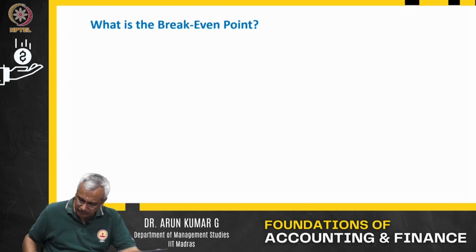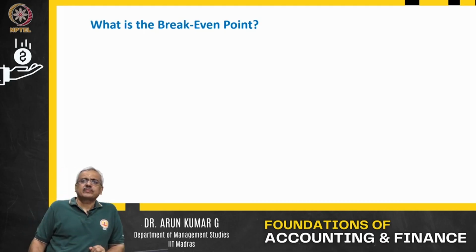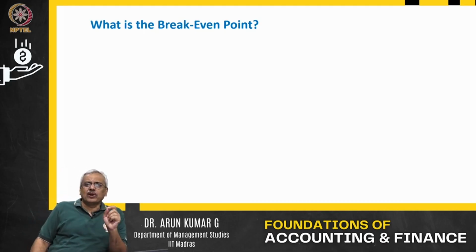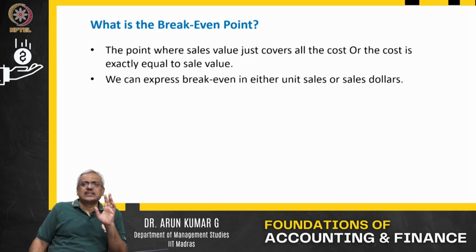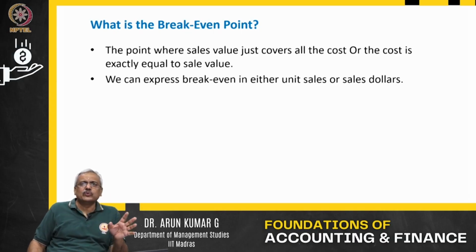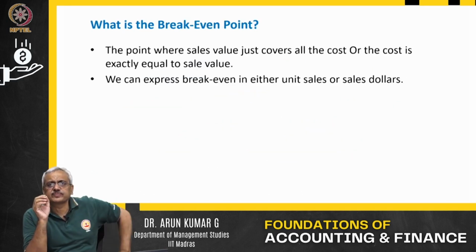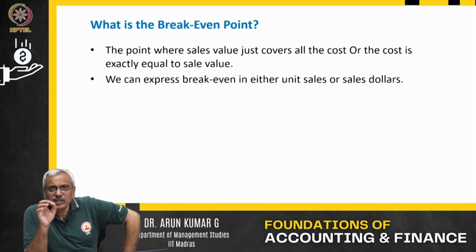So, let me start with, what is a break-even point? Break-even point is that point where you make no loss or no profit, where your cost is equal to your revenue. Your cost is equal to your revenue. The amount you spend is exactly equal to the amount that you receive, and that is what you call break even, where you make no loss or no profit at that point.